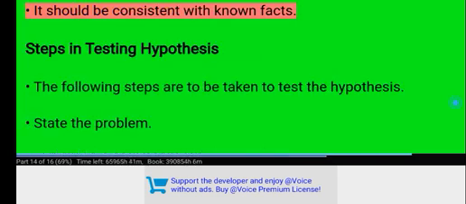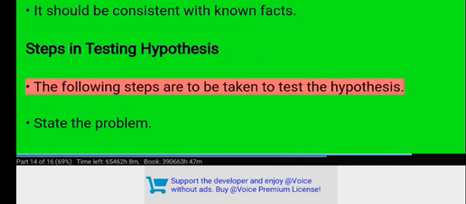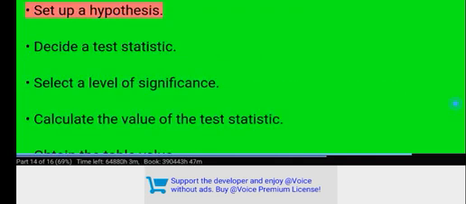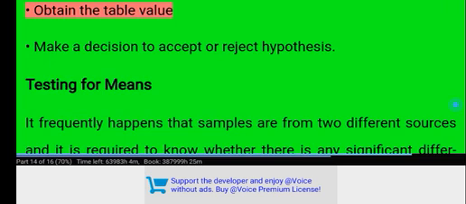It must be specific. It should be consistent with known facts. Steps in testing hypothesis. The following steps are to be taken to test the hypothesis. State the problem. Set up a hypothesis. Decide a test statistic. Select a level of significance. Calculate the value of the test statistic. Obtain the table value. Make a decision to accept or reject hypothesis.